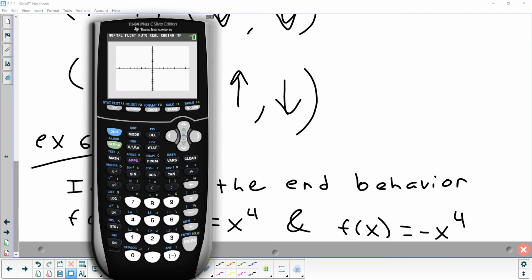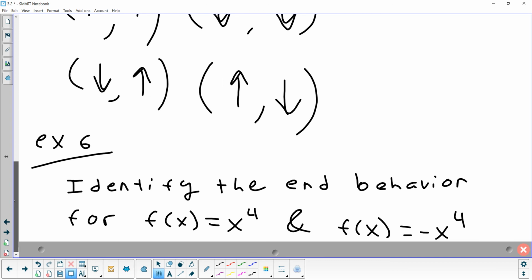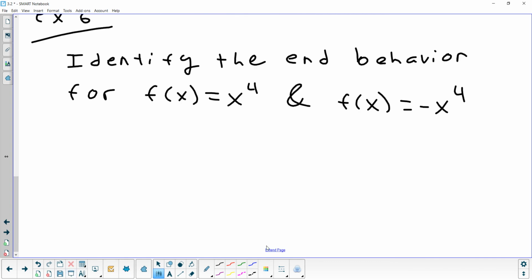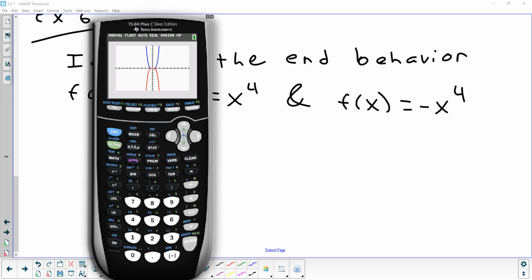So x to the fourth is going to look kind of like a parabola, but it's going to be a little flatter on the bottom. Might be hard to see. It is a little bit flatter. And negative x to the fourth causes a reflection. Remember, when you put a negative in front, it flips it over the x-axis. So how would you describe the end behavior of x to the fourth? That's the one in blue.